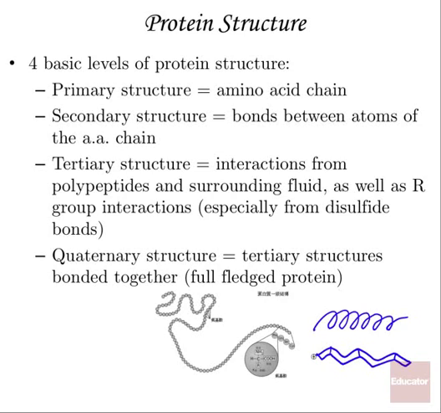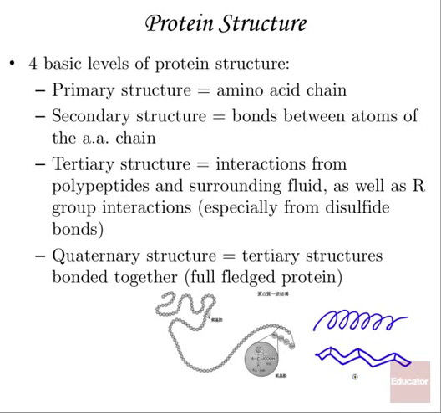That's how you get the secondary structures. So you get a lot of different kinds of shaped proteins, different protein functions, by having different combinations of helices, beta pleated sheets. Sometimes these are called alpha helices. The point is that bonds between the different parts of these secondary structures is how you get from primary to secondary.